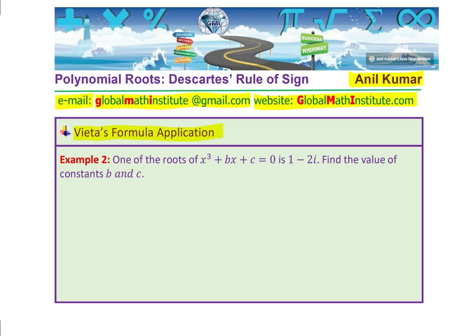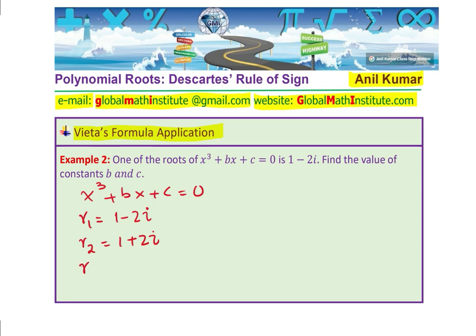Now, let us look into the solution of the given question. We are given a polynomial, which is x cubed plus bx plus c equals 0. One of the roots is 1 minus 2i. So let's say R1 is 1 minus 2i. Since we have one complex root given to us, the other has to be the conjugate, 1 plus 2i. We need to find the value of constants b and c.